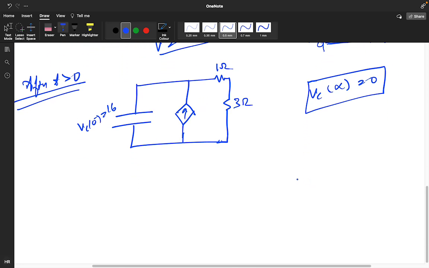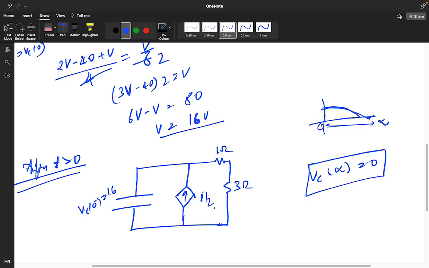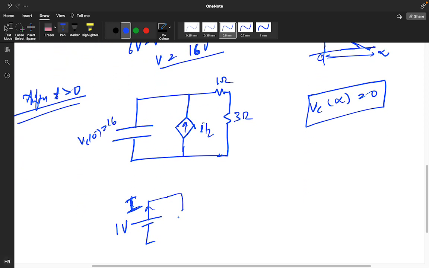Now you need to find the value of R. What you will do? Assume 1 volt here. Assume a current here, capital I, because small i is given. This is your I by 2, and this particular one is your 4, and this is your I. Okay guys, and this is 1 volt. So what is the value of I? I is getting 1 by 4.